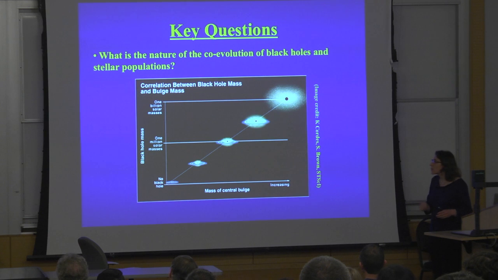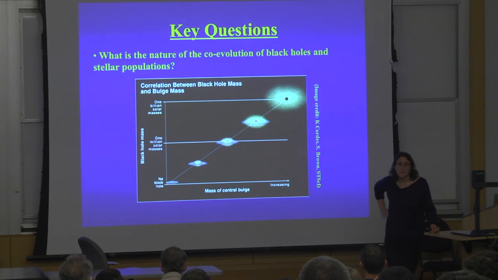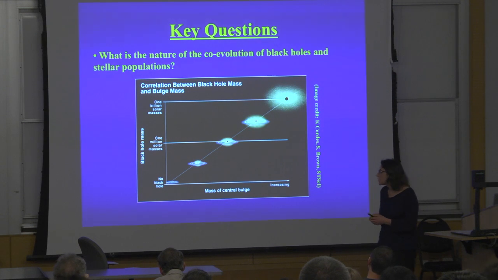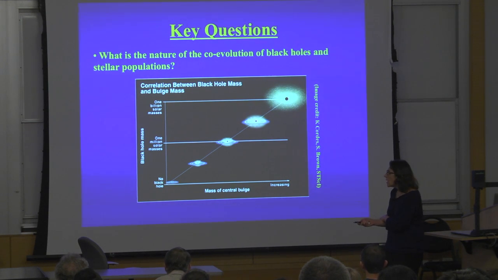Okay, and then the last key question that I want to highlight, I'm not going to be talking too much about this, but this is something else that a lot of astronomers worry about: what the nature of the coevolution is between black holes and the galaxies that host them, the stellar populations that host them. So this is sort of a cartoony plot. It actually corresponds to plots of real data that astronomers have, but I think it illustrates the point here.